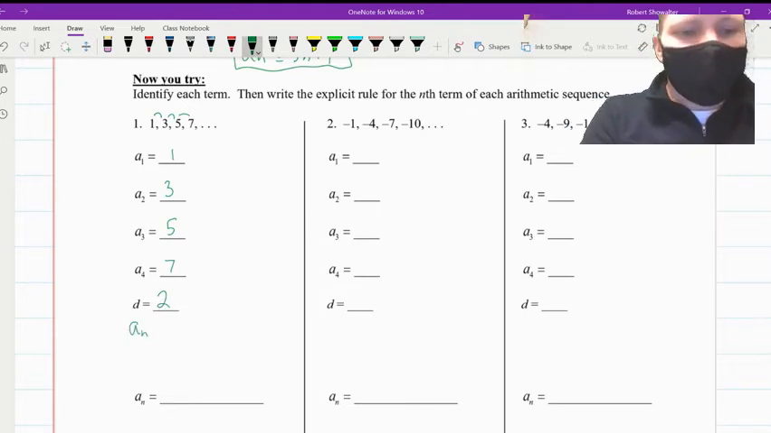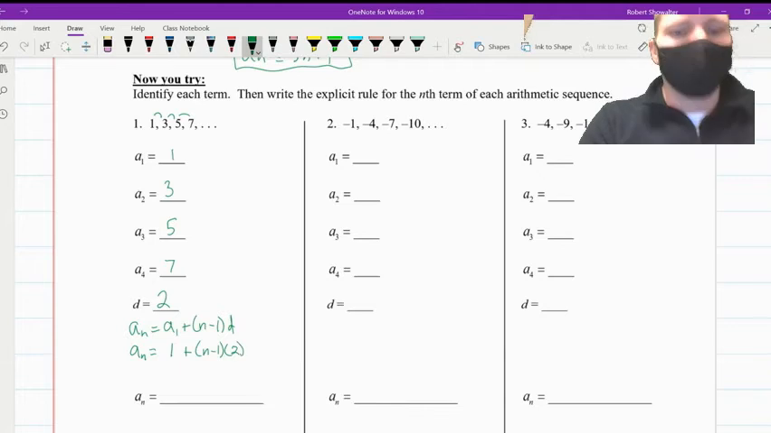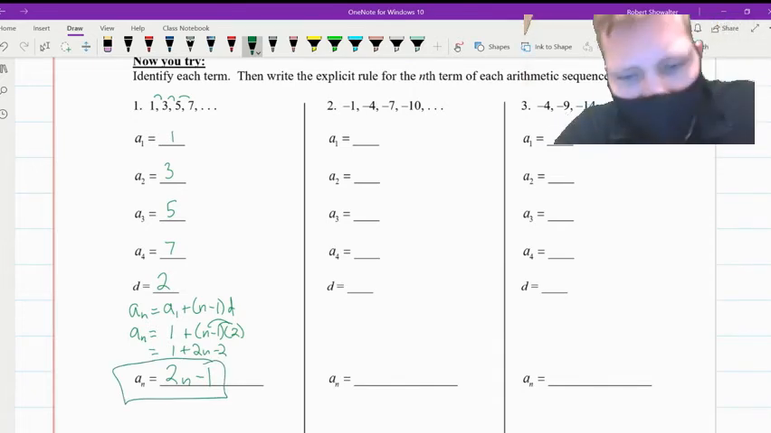And now when we write the explicit rule, I want you to write down the formula because you're going to need to memorize that. A sub n equals a sub 1, which is the first term, which is 1. N minus 1, we keep the n in there, and then the d is 2. Common difference is 2. Multiply through and simplify that. So 1 plus 2n minus 2. Simplify it one more time, and we get 2n minus 1 for the explicit rule.